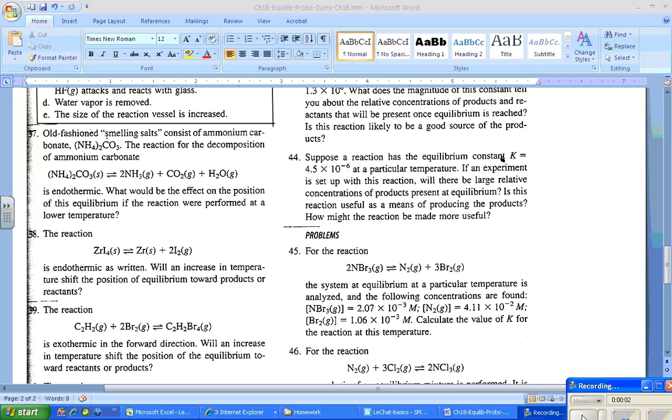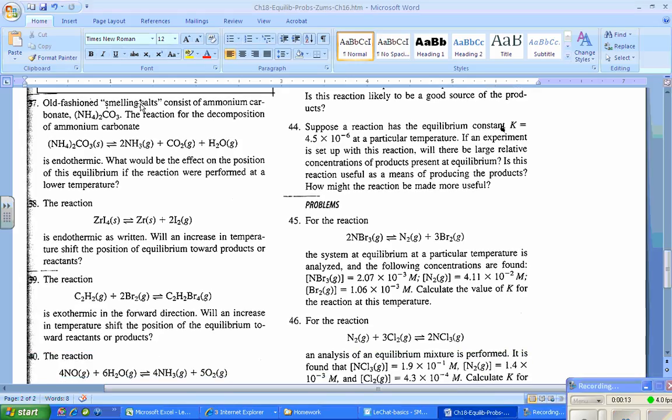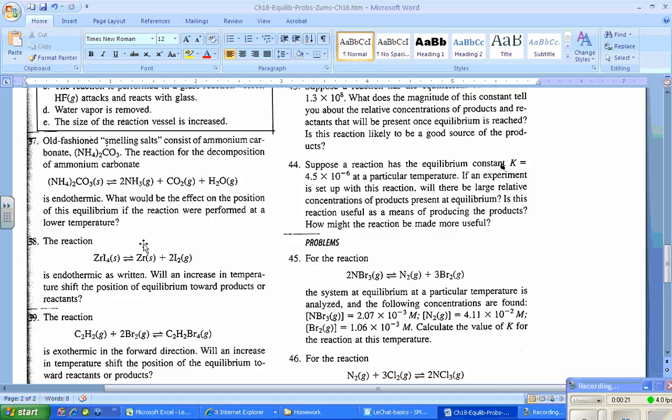This is part 3 of our logic behind the equilibrium shifts, and we're going to be focusing on problems number 37, 38, 39, and 40. So let's go ahead and start looking at number 37 right away.